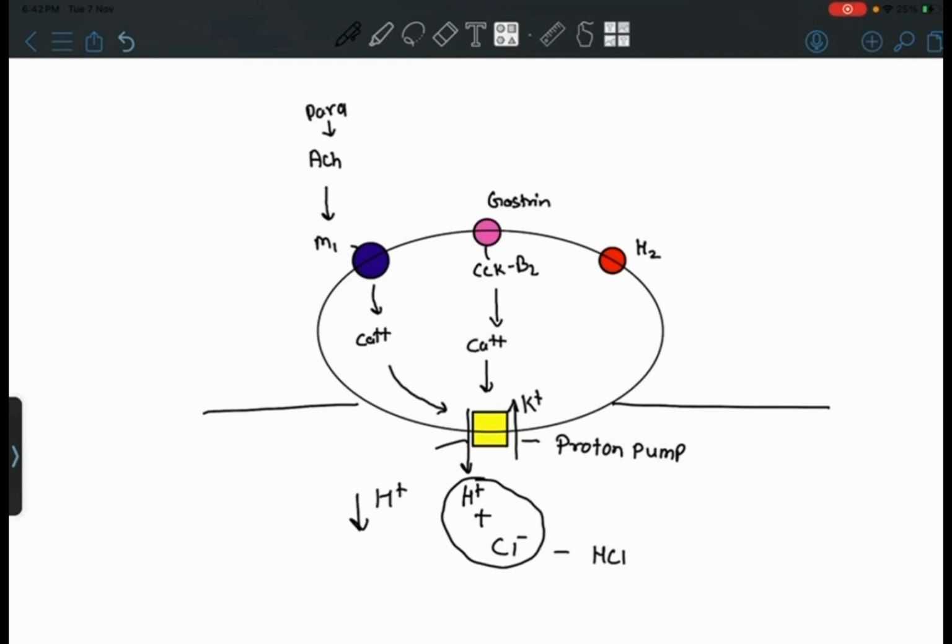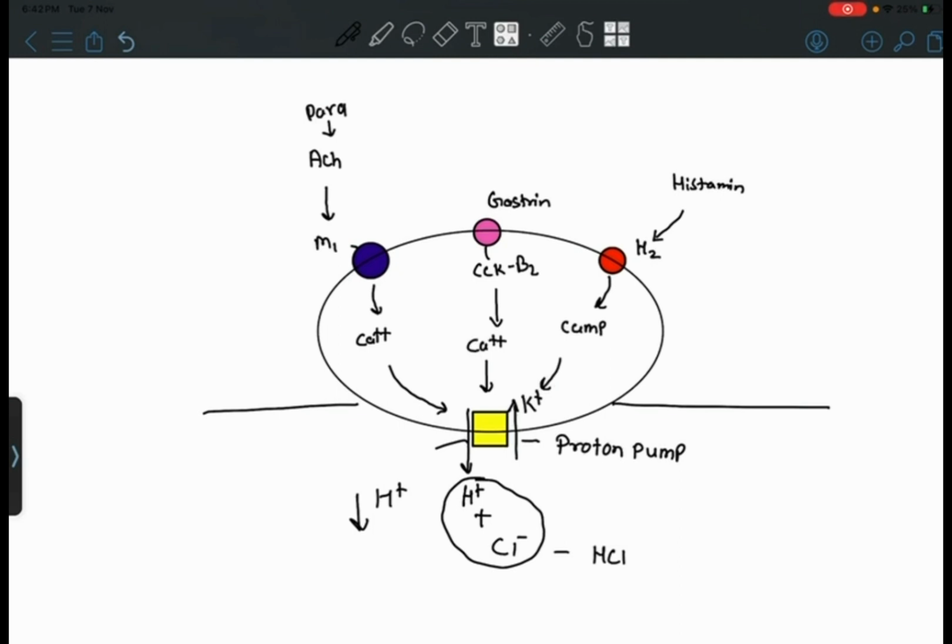We also have the H2 receptor, which is nothing but a histamine receptor. Histamine will activate this receptor, and this receptor will increase cAMP, which will stimulate this proton pump. So as we are seeing, three mechanisms are going on here to stimulate the proton pump. If we need to decrease the acid production in the stomach, we need to inhibit the mechanism of this proton pump.